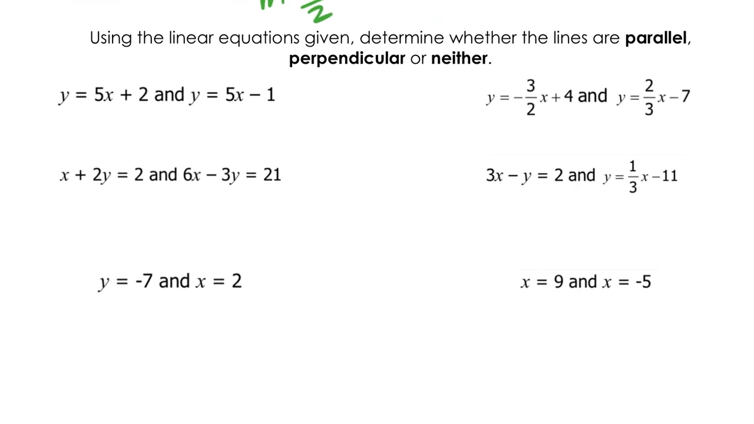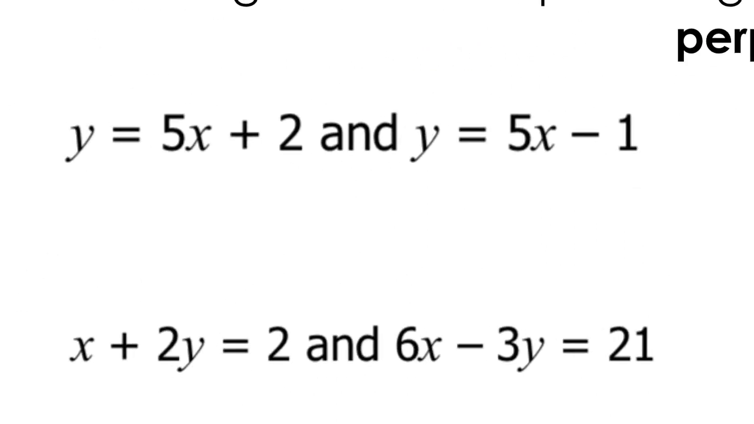Okay, so now we're going to talk about how to do this with equations, and it's pretty simple. Again, you're just going to be comparing the slopes. So this says, using the linear equations, determine whether the lines are parallel, perpendicular, or neither. So as long as your equations are in slope-intercept form, this is really simple. So remember, slope-intercept form is y equals mx plus b. So as long as it looks like that, you can easily identify what that slope is. The slope would be m.